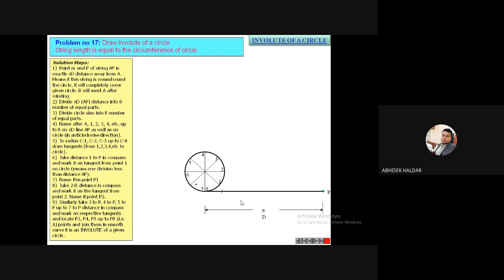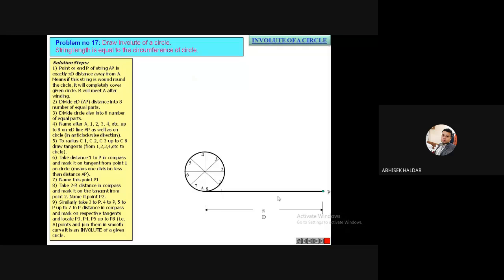How much is this length? Pi d. The string length is given, and the string length is equal to pi d. So you can take that length pi d from the point 8 up to this P. You can see that is pi d.